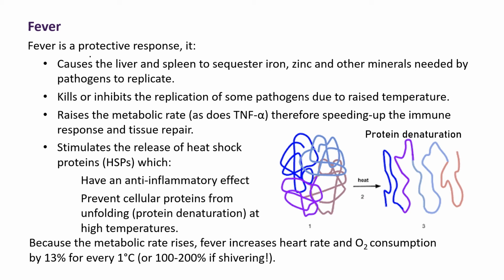Because the metabolic rate rises, fever increases lots of other systems, including heart rate and oxygen consumption, by the rate of about 13% for every 1 degree, if you're not shivering. If you have chills, we'll talk about in a minute, then you're looking at an increase of 100 to 200%.